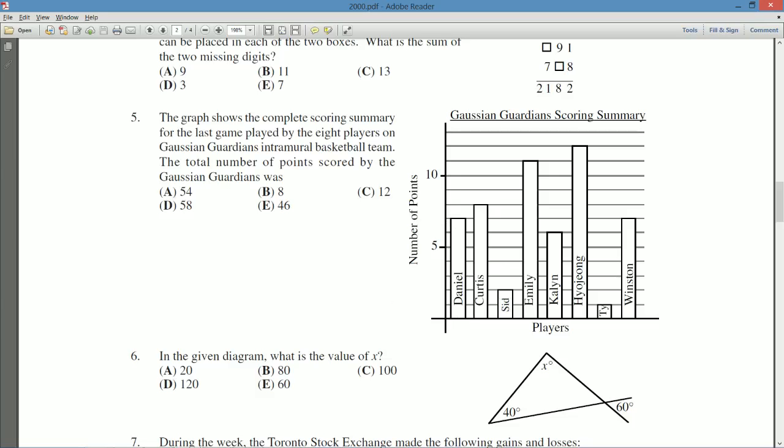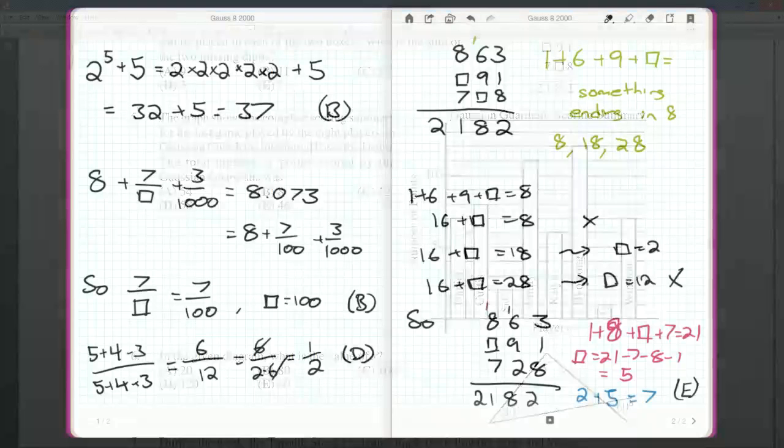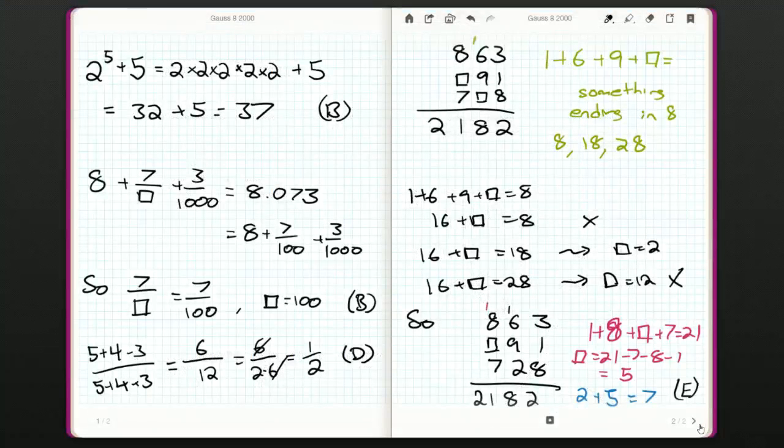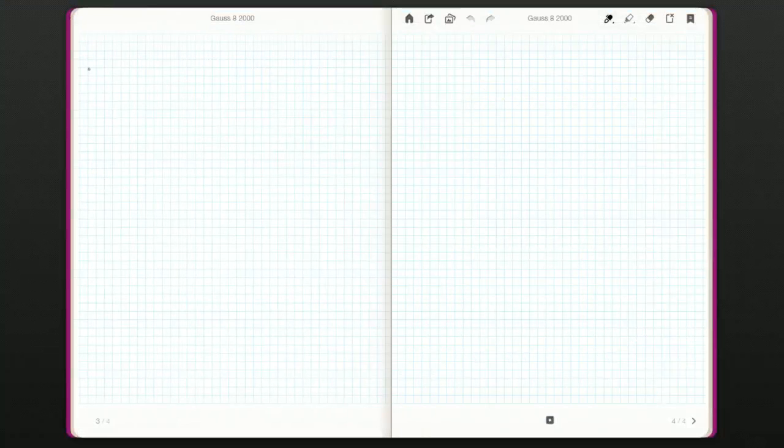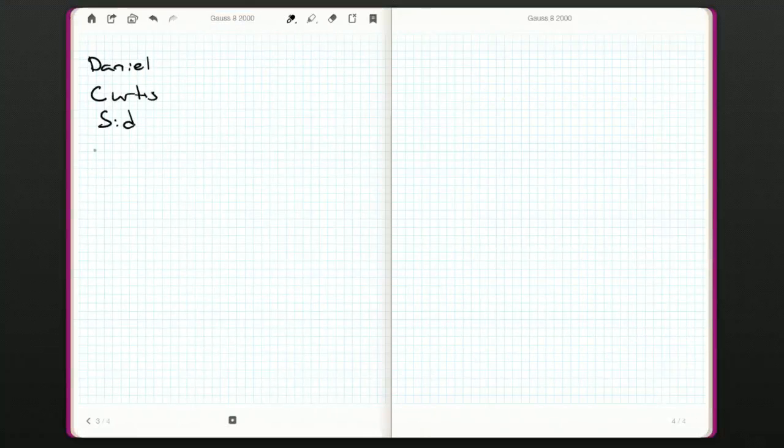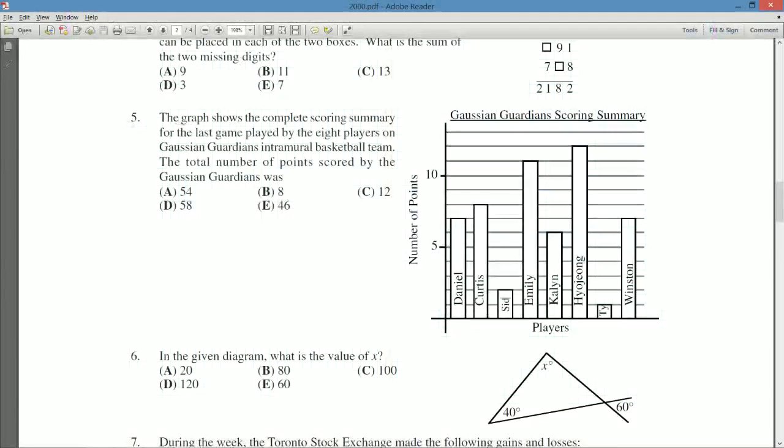So if we want the total number of points scored by the whole team, we need to add up each of these individual ones. Our first ones, we got Daniel, Curtis, Sid, Emily. So let's grab a fresh piece of paper first and write down Daniel, Curtis, Sid was the example, and I think the next one was Emily. And then one starts with a K, but I cannot remember. So Daniel scored 7 points, and we already mentioned that Sid scored 2. So let's go get the rest of the names, and then we'll start filling in this chart.